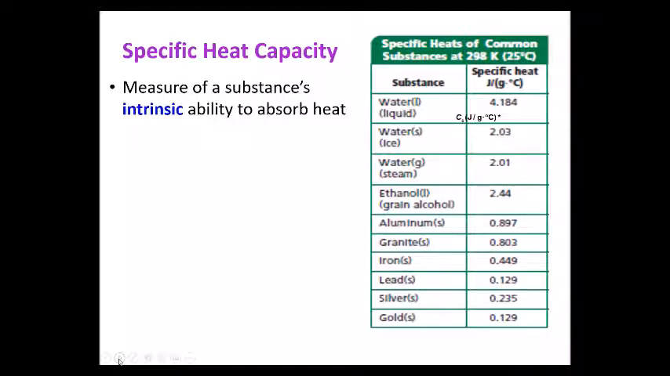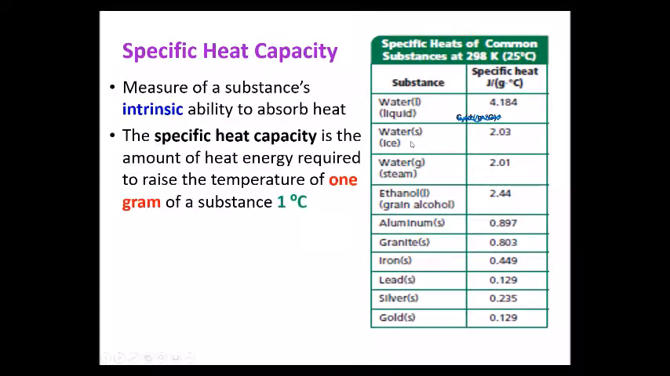All right, specific heat. The measure of a substance's intrinsic ability to absorb heat. I guess this didn't cross out here, so let's ignore that part, okay? All right, so we're looking here once again, defining it by mass. The specific heat capacity is the amount of heat required to raise the temperature of 1 gram by 1 degree Celsius. This is an intensive property, because we're referring to 1 gram, 1 degree Celsius, that measurable amount of heat. As you can see, liquid water is the highest at 4.184. Ice, because they are in different phases, they have different specific heats. Ice is 2.03 and steam or water vapor is 2.01.